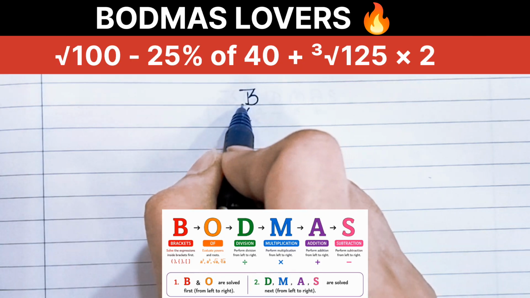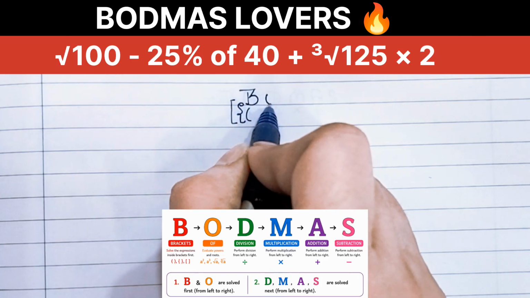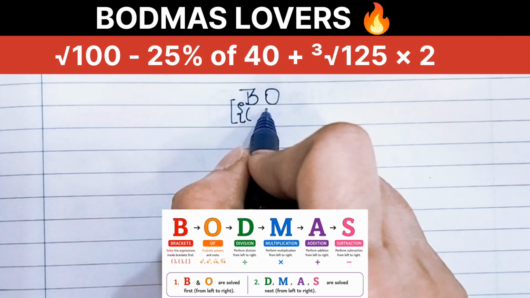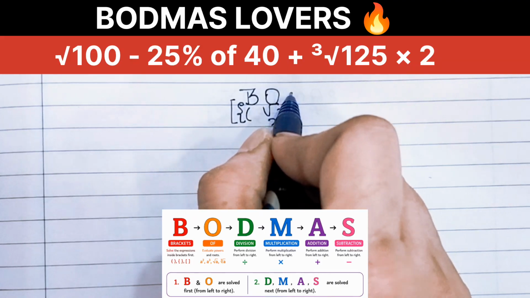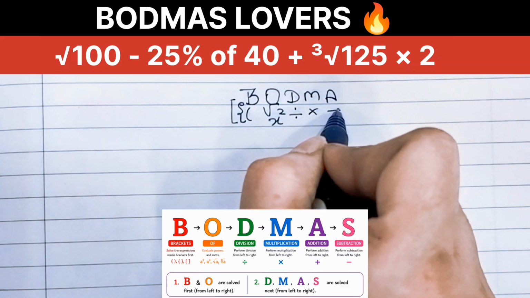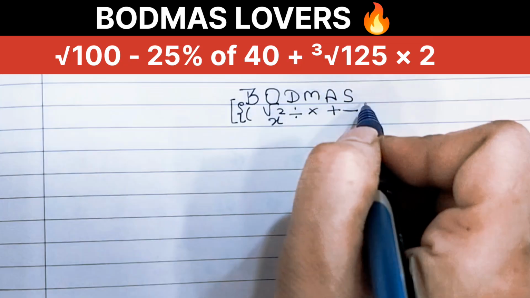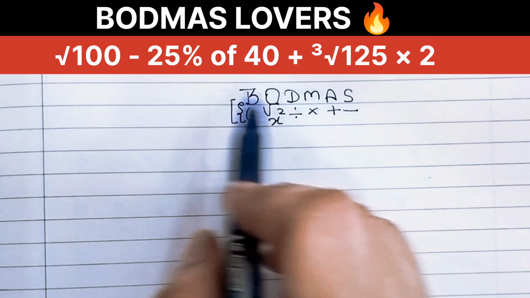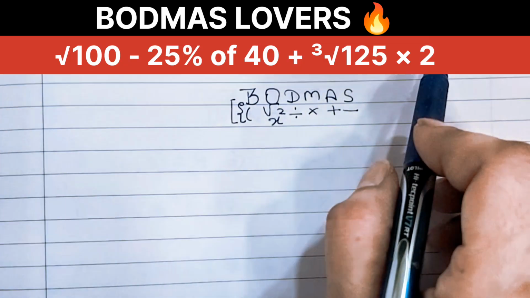Here is the step-by-step simplification of this math problem using the BODMAS rule. The BODMAS rule says first we solve brackets: small bracket, curly bracket, then square bracket. O stands for orders, where we solve roots and exponents. D stands for division, M stands for multiplication, A stands for addition, S stands for subtraction. Now, according to this BODMAS sequence, we'll break down this expression step by step.